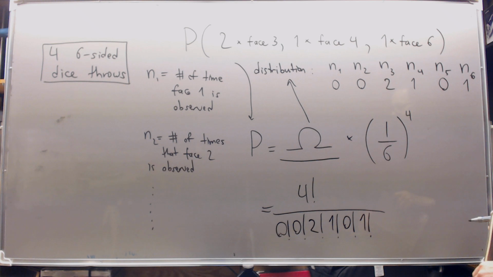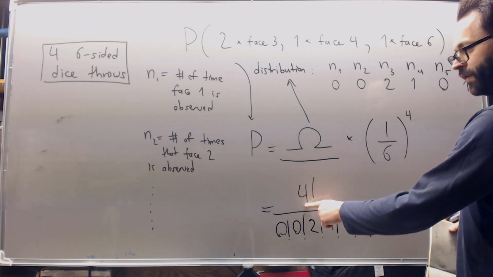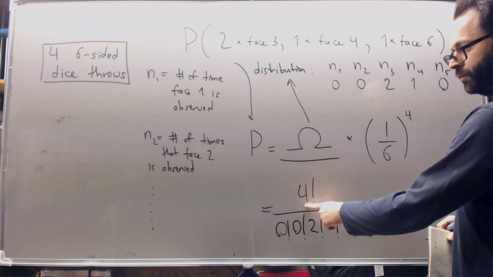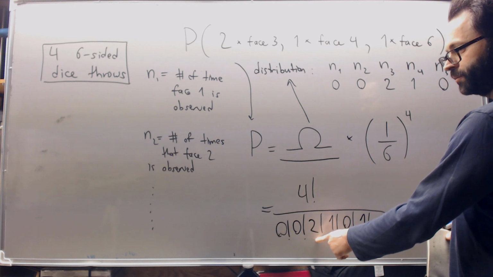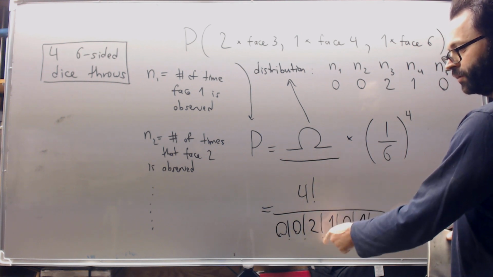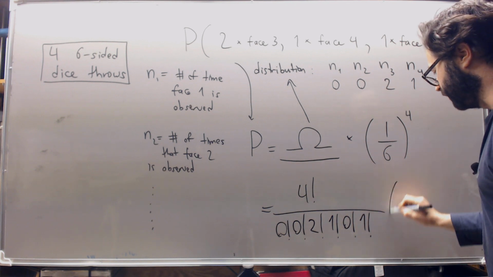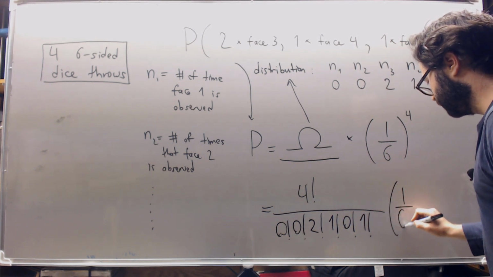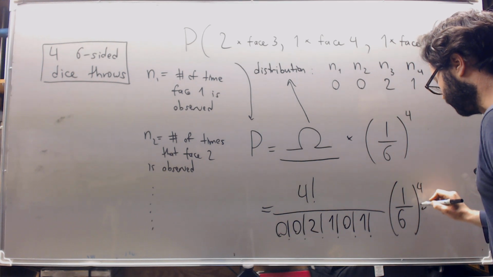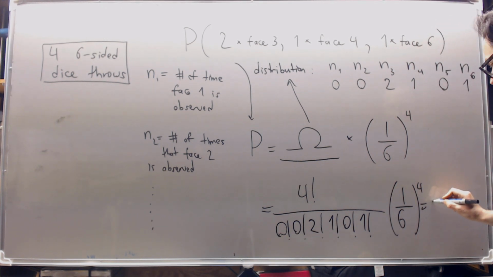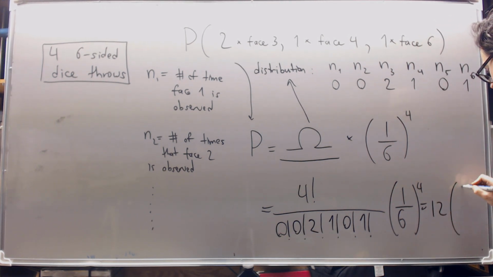You can see that 4 factorial is 4 times 3 times 2 times 1. This is 2 times 1. So the 2 will cancel the 2. That will leave 4 times 3 in the numerator. And so this probability is equal to 12 times 1/6 to the 4th power.